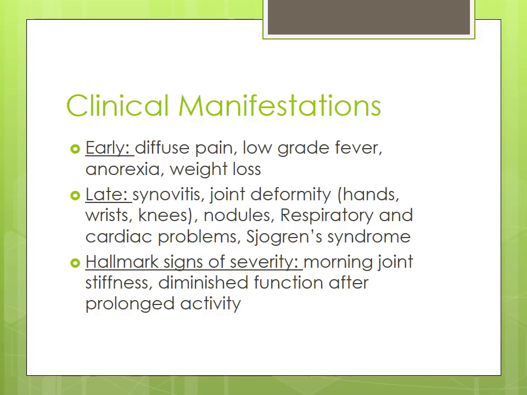And we see these, a lot of times they're on the ulnar surface of the arm, fingers, sometimes over the Achilles tendon, and these can come and go. They're not always there. It can lead to respiratory and cardiac problems, and then it can lead to Sjögren's syndrome, which we'll talk about here in a couple slides.